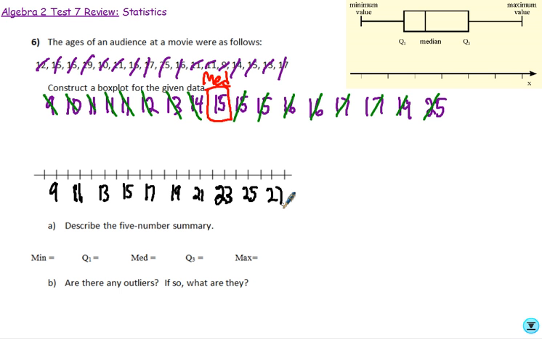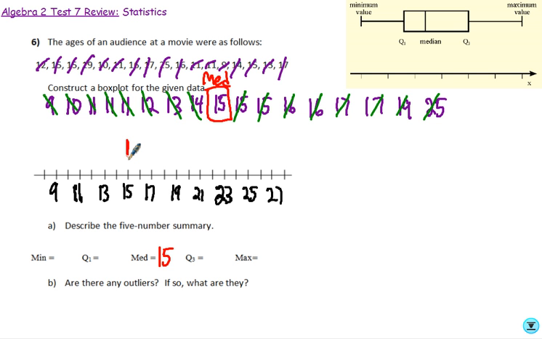So it says here, describe the 5-number summary, and what we're looking for is a couple of different parts of these numbers that we've laid out in order. We've said that the middle number is 15. That's going to be our median. So I'm going to put a line right there indicating that that's the middle.